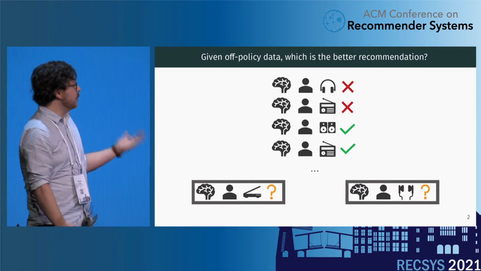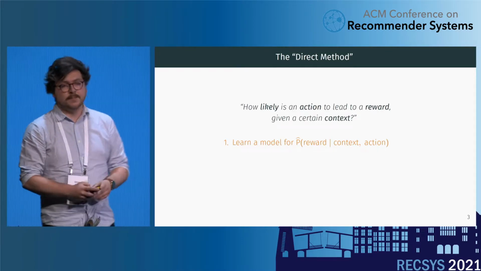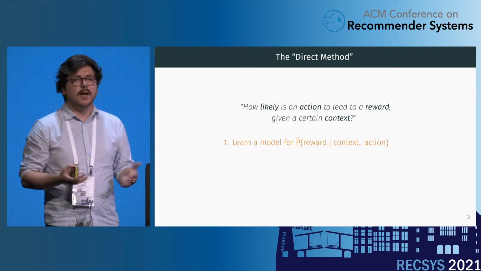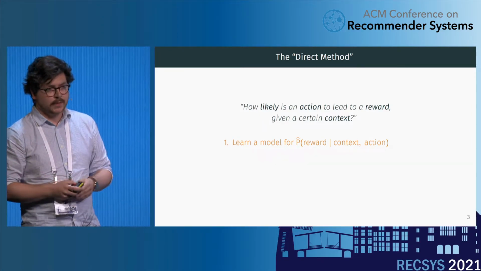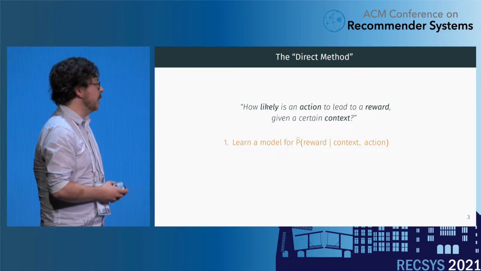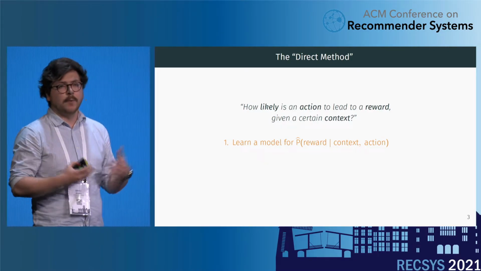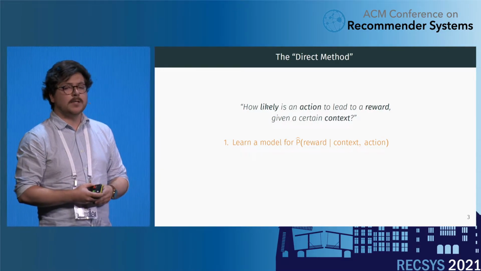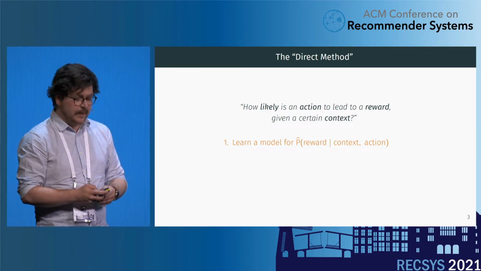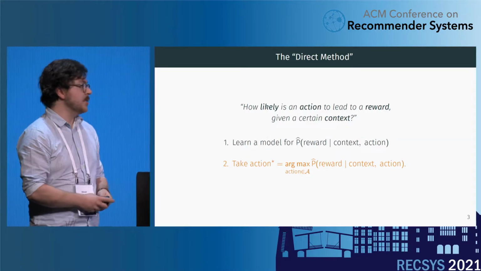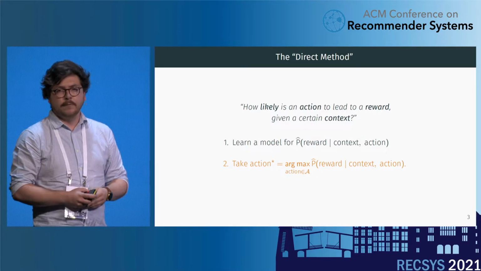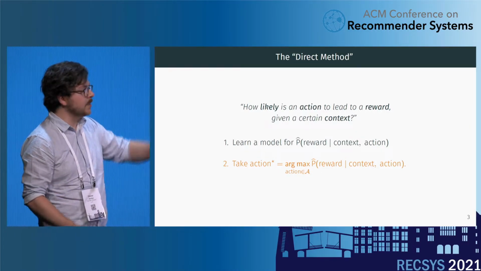But one thing that people do really often is something called the direct method, where you try to model how likely a certain action is to lead to a reward given a certain context. So the first step is to learn a simple classifier for the probability of a click given a certain context-action pair. And then the second step is, when a user comes to the system, we simply take the action that has the highest probability of leading to a reward. And that's the action with a star.